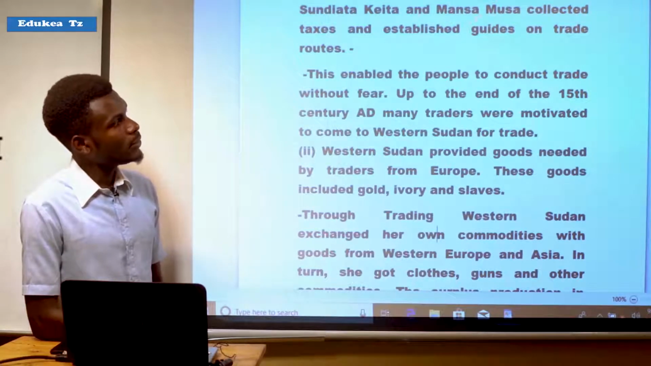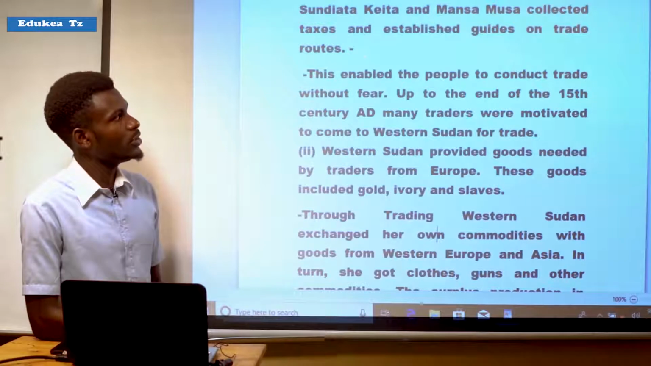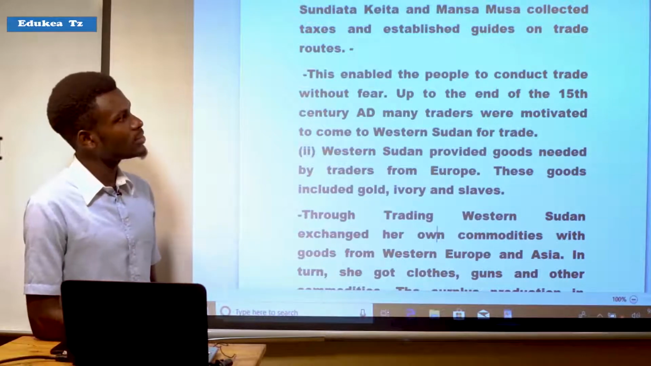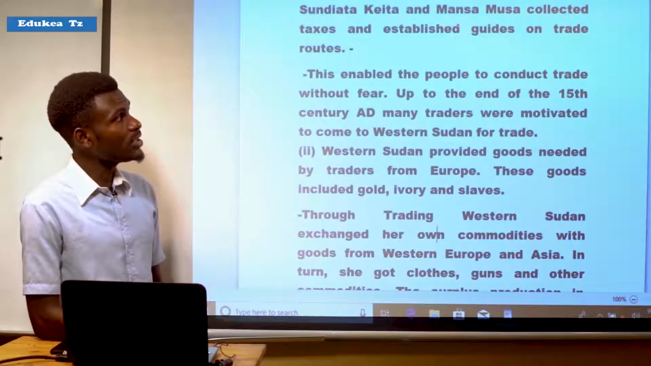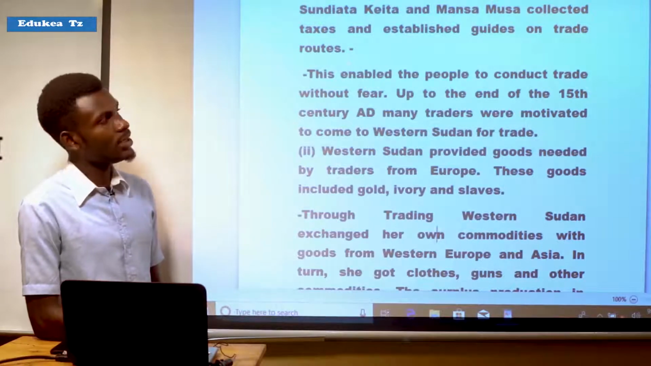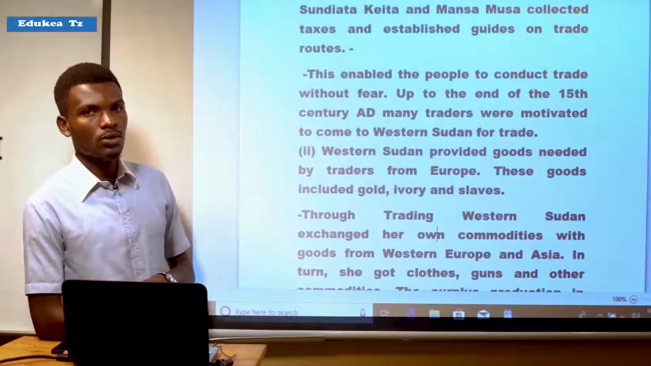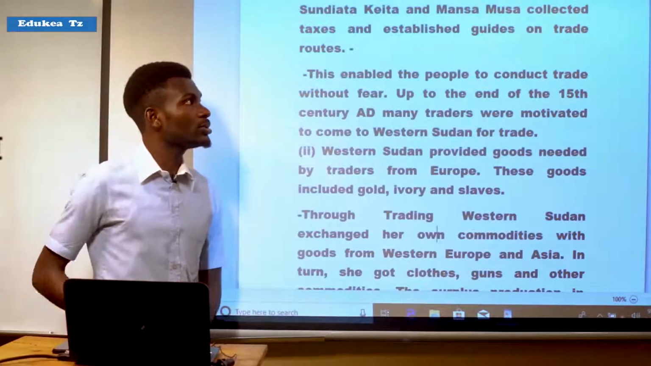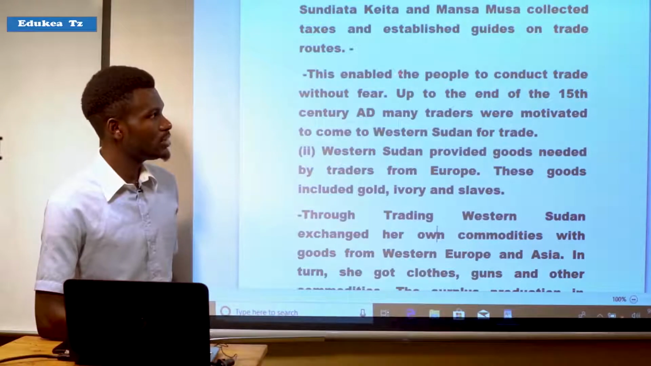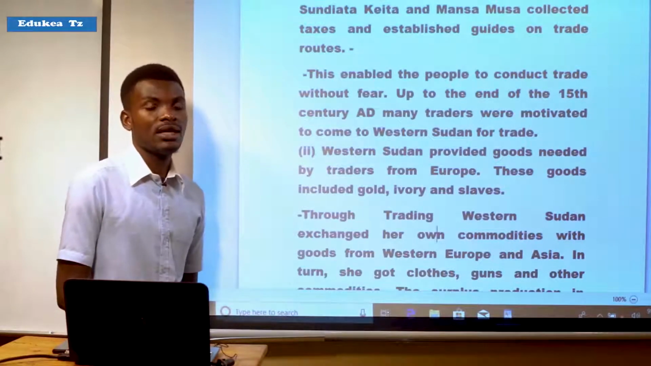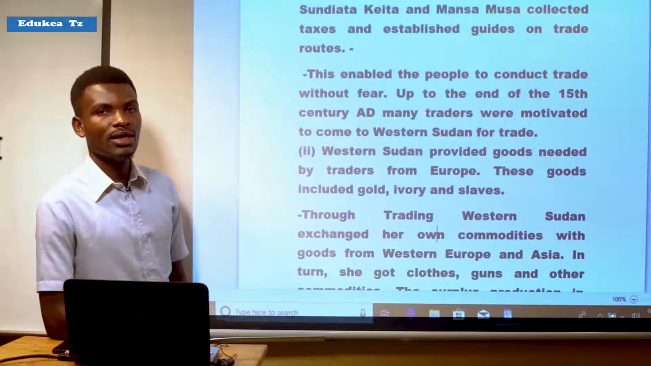For example, leaders like Sundiata Keita and Mansa Musa collected taxes and established guides on trade routes. It means that the leaders who participated were effective in the trade. They established who could guide the people during the trading activities, and this enabled the people to conduct trade without fear. The presence of stability throughout the region made the people conduct the trading activities without any fear.